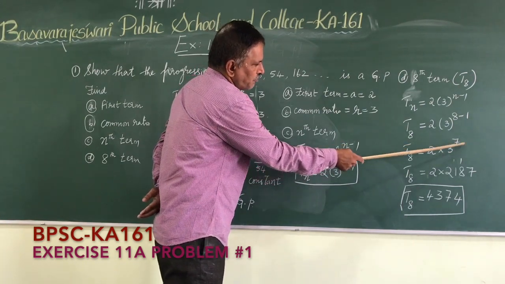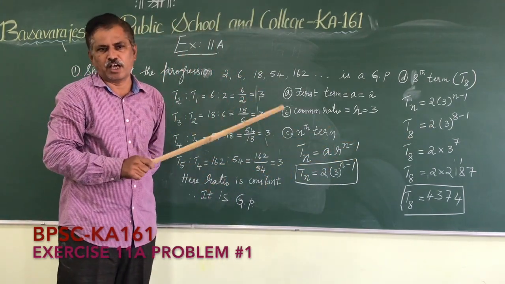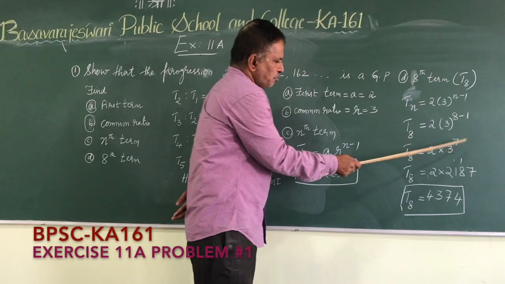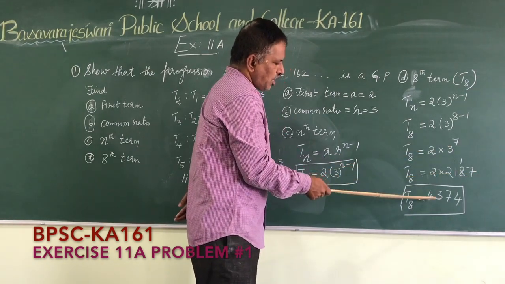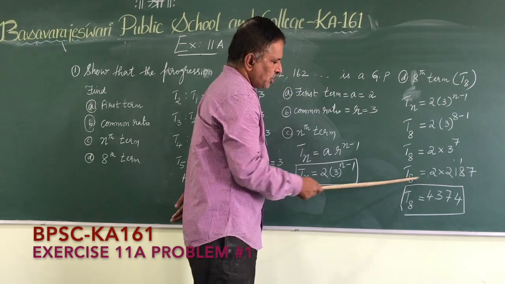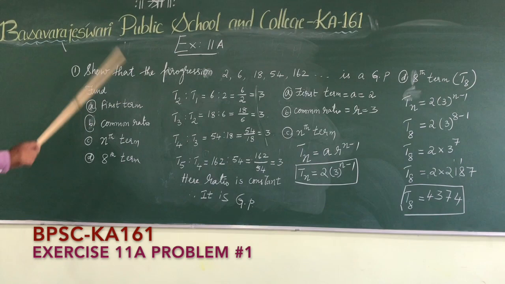3 to the power of 7 means not 3 into 7. You should multiply 3 seven times. Remember. So 3 to the power of 7 will be 2187. If I multiply this with 2, I will get 4374. This is the value of the 8th term of the given geometrical progression.